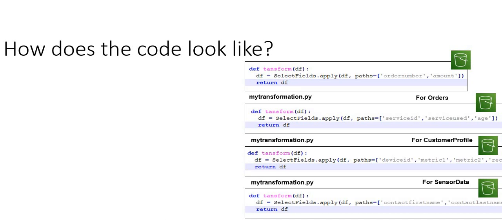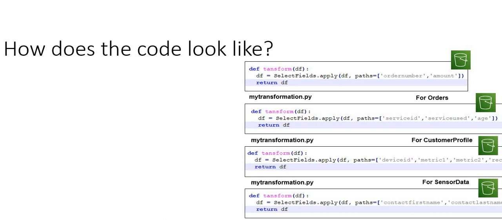And then within that function, you pass a data frame as the input. Then on this data frame, you can run a series of transformations to create an output data frame. And that output data frame you simply return back. Yeah, it's as simple as that. Now, my transformation code looks like this.